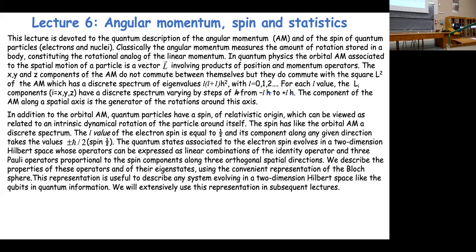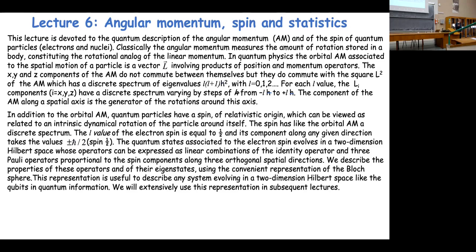And the properties of the spin are quite different from the properties of a classical angular momentum, as we will see in a moment. We will see that the electron spin, for instance, has only two possible values around any direction. It points either up or down. Its value is plus h bar over 2 or minus h bar over 2. And so the spin evolves in a Hilbert space which has two dimensions.